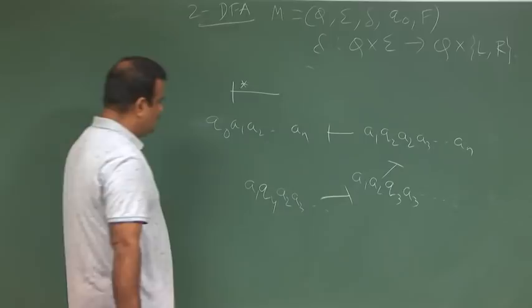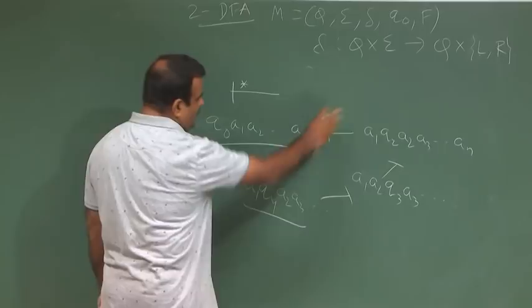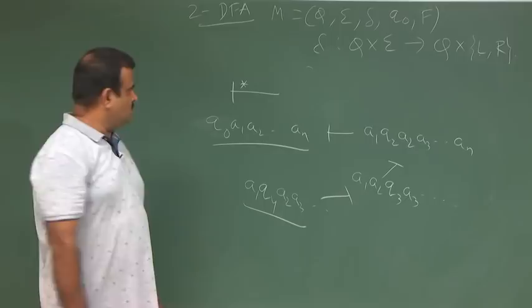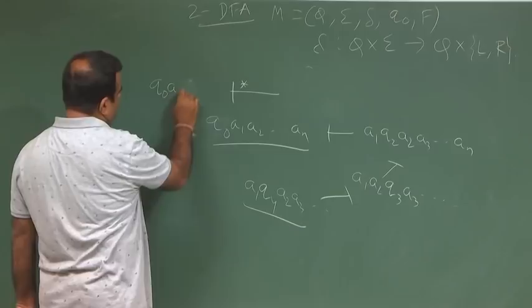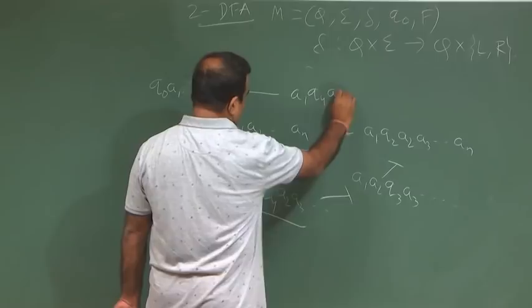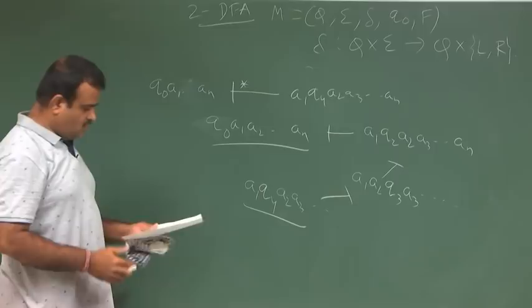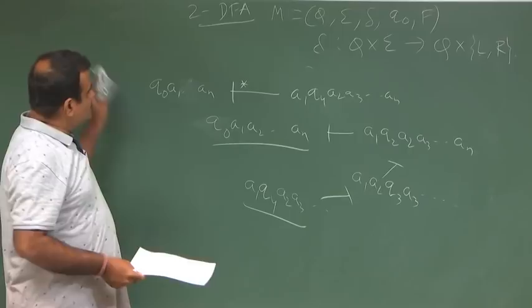So, this ID is going to this ID by more than one transition operation. That is the star. So, we can say Q0 A1 A2 An goes to A1 Q4 A2 A3 An. This is the star. Using this star we can define the language accepted by the machine.